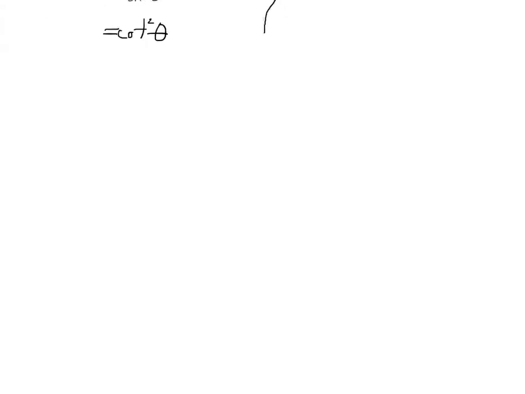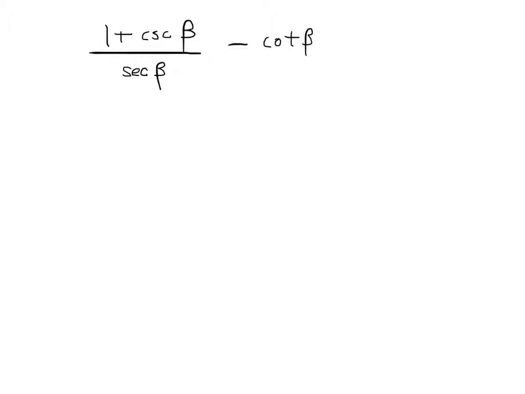Carrying on. The next one is 1 plus cosecant beta over secant beta minus cotangent beta, and the right-hand side, they want it to be cosine of beta. Of course, they have to change the variables as if that makes it somehow harder. Okay, so let's just do it.